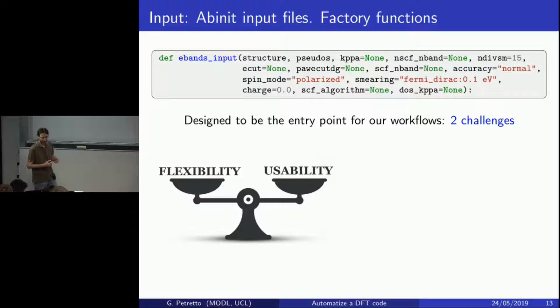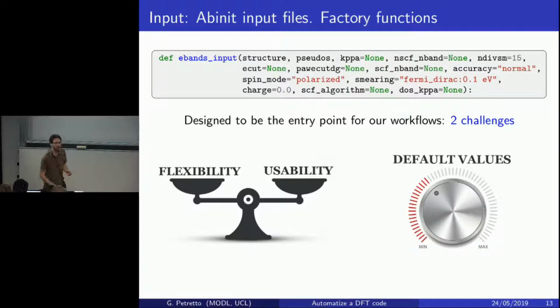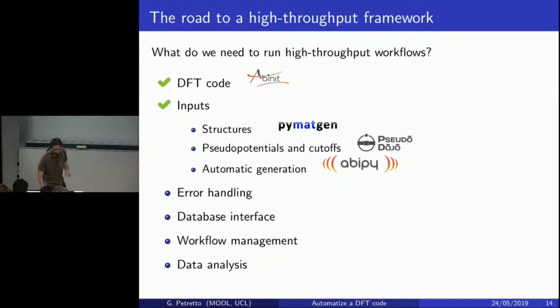And one would say that one does not want to have functions with 100 parameters, otherwise you go back to the original situation where you just have the full input. And the second problem is that you have to define default values, and this is another tricky part, and I will come back to this later in the talk. So this addresses the part of the input.